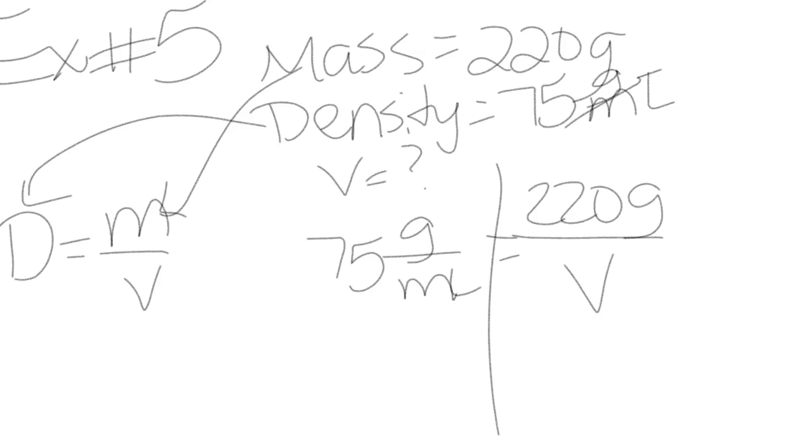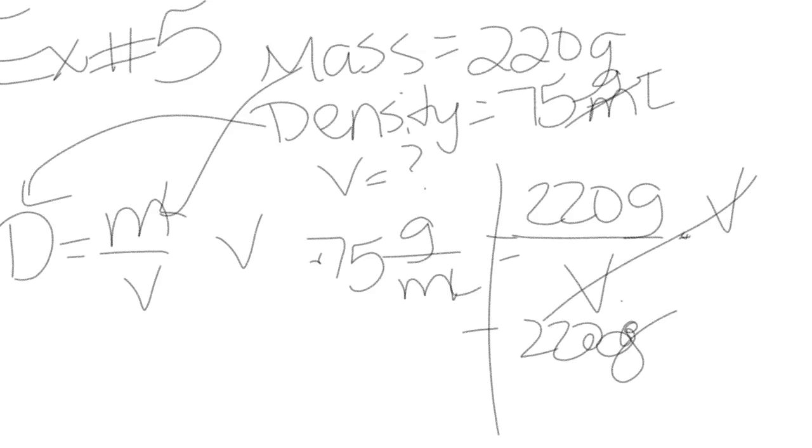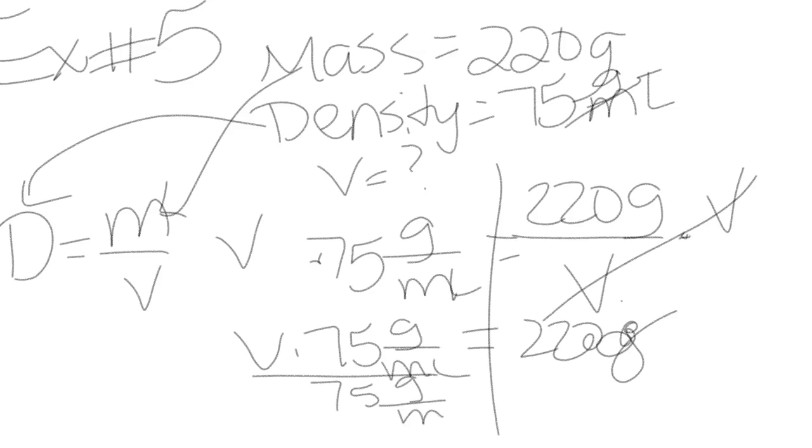Okay, even though I have a letter over here, I still have to get rid of the denominator first. So I'm going to multiply both sides by V. So this leaves me with 220 grams is equal to V times 75 grams per milliliter. Okay. Well, I want this V by itself now because I need to know what V is equal to. So I need to divide this side by 75 grams per milliliter, and then I've got to divide this side by 75 grams per milliliter. So if you divide this side, that cancels out, so I'm left with V.